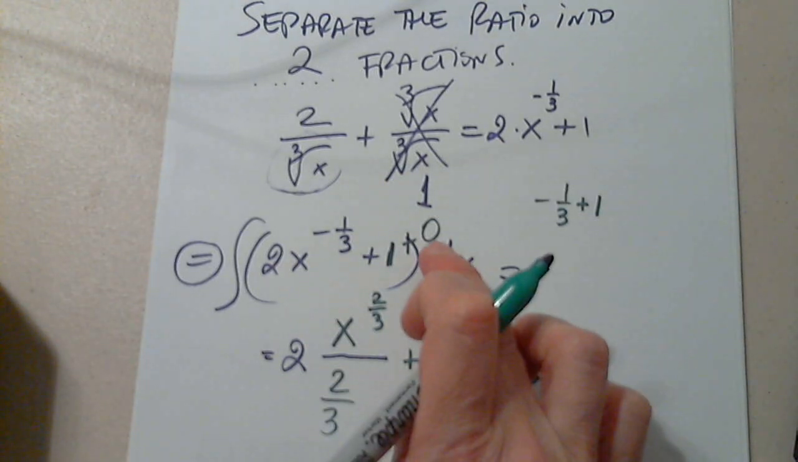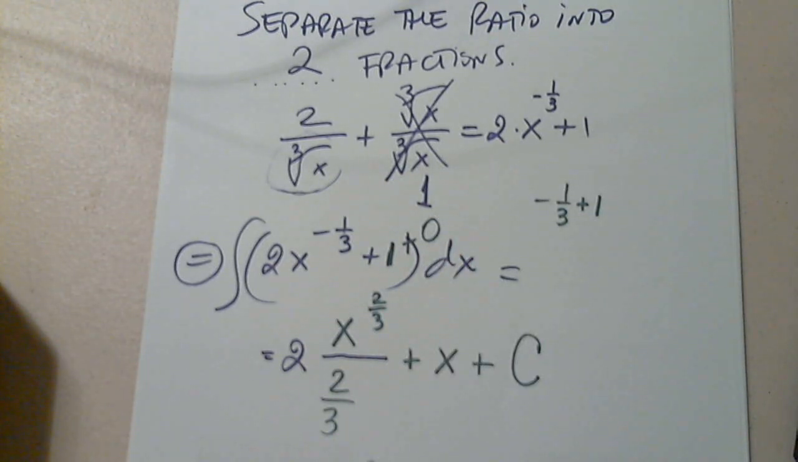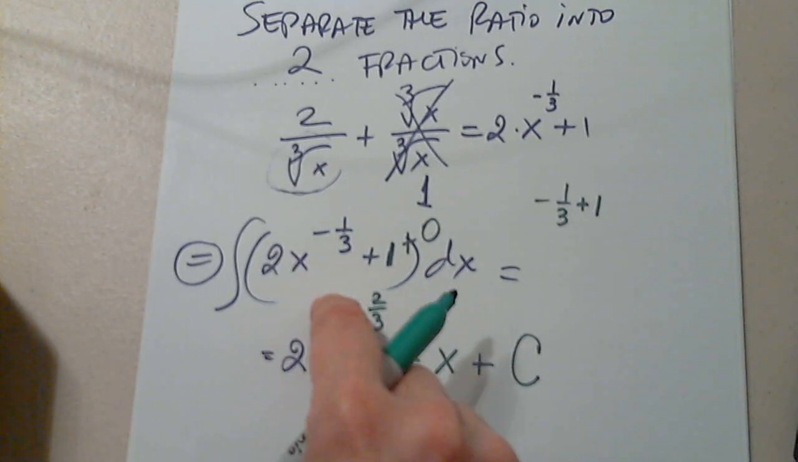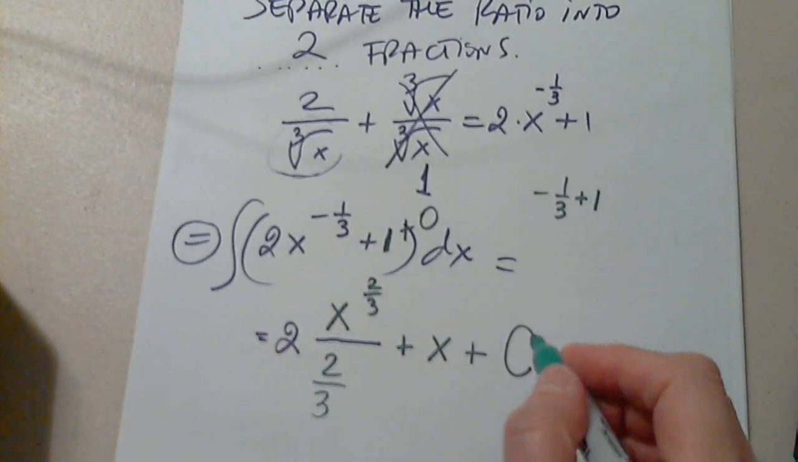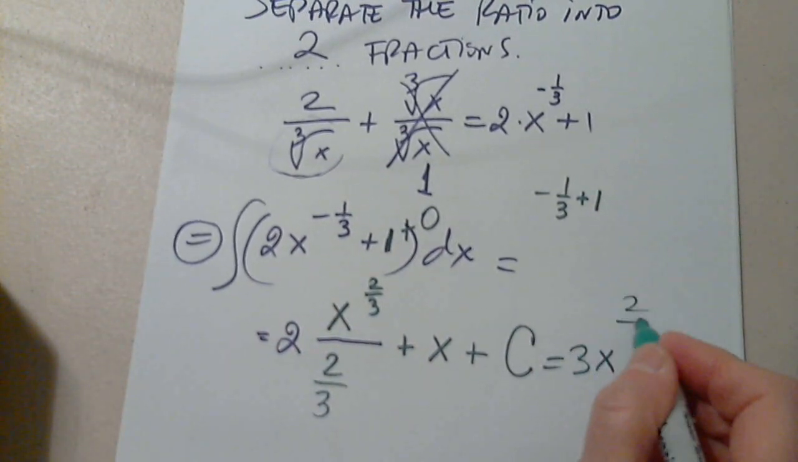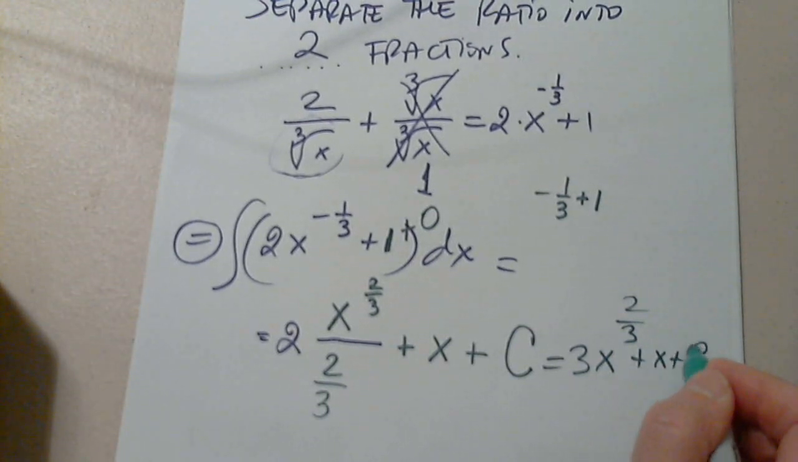This prime is this. I have to clean this up a little bit and flip. 3 over 2 times 2 will be 3. 3x to the 2/3 plus x plus c.